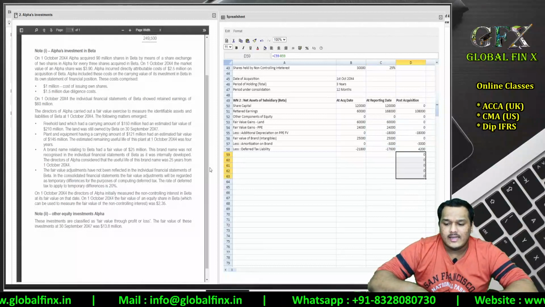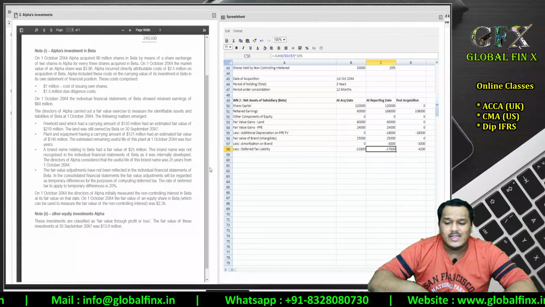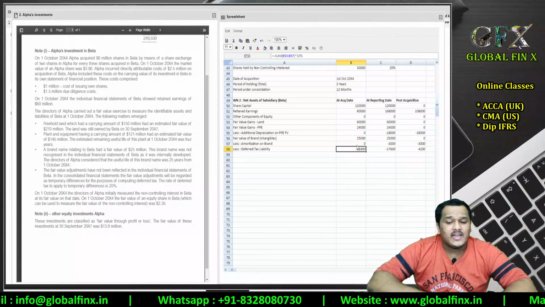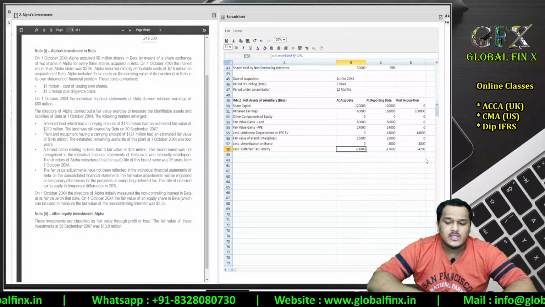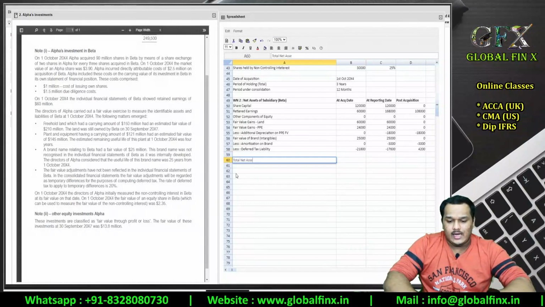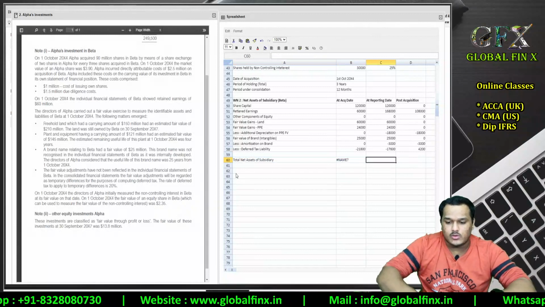Okay, so there is a net increase of 4,200 in the net assets because liabilities are decreasing. As at the acquisition date, deferred tax liability is 21,800. Today, deferred tax liability is only 17,600. So that reversed portion is an increase in the net assets. Chalo. So total net assets of subsidiary will be how much?